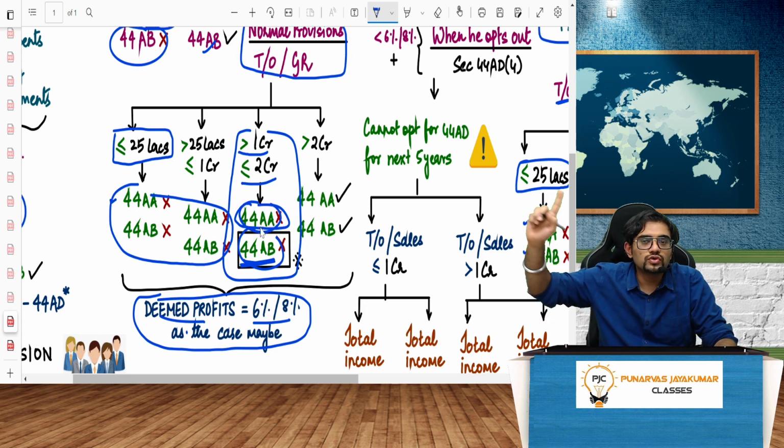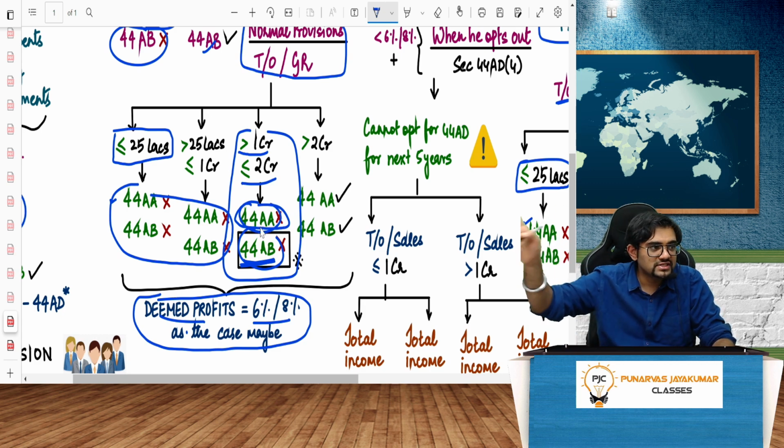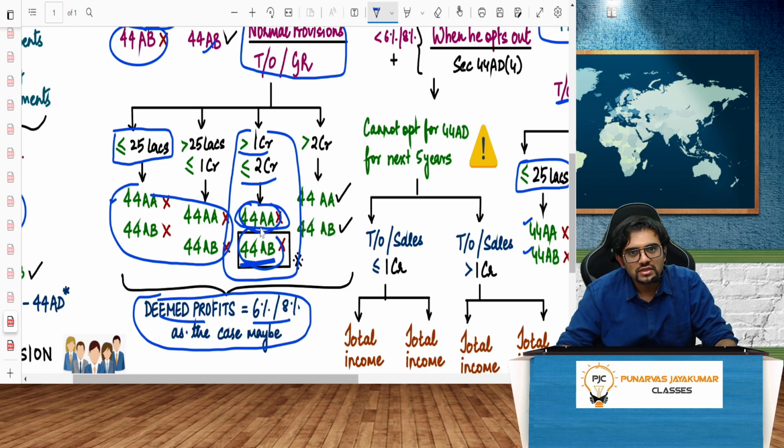Do not go to 44ADA, that is different, these are different provisions, right? There, if you follow those provisions and declare greater than or equal to the presumptive rates, then there is no need for maintenance of books and audit.